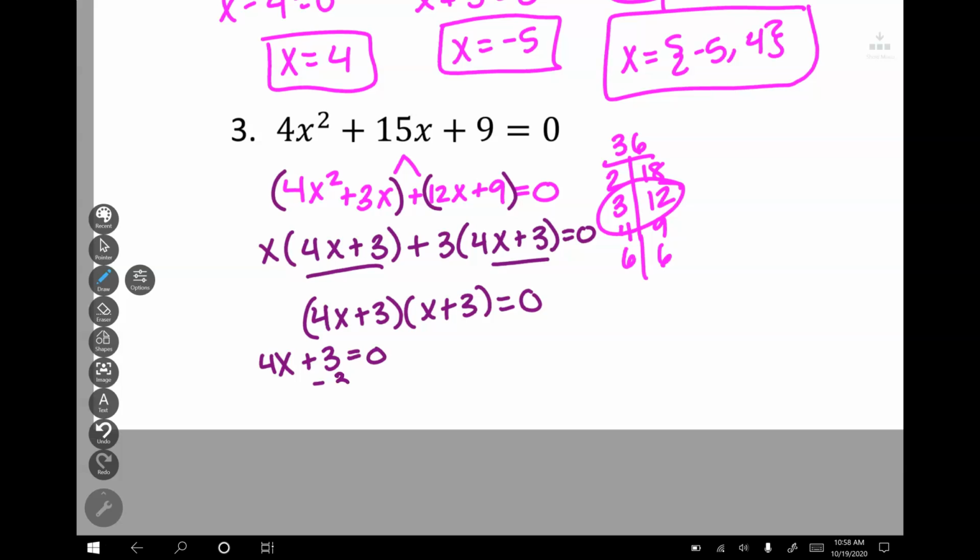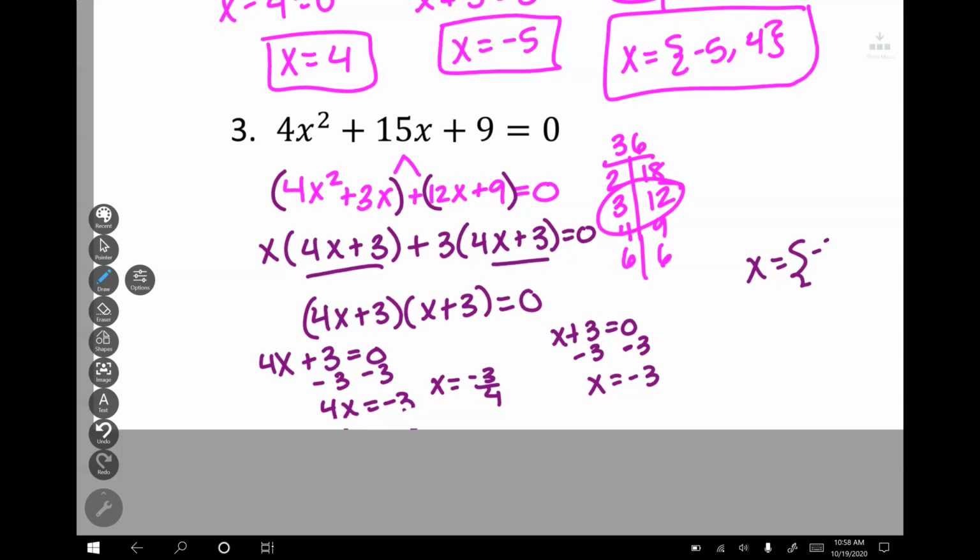So that's minus 3. And then divide by 4. So x equals, probably shouldn't write that down here. So divide by 4, so x equals negative 3 over 4. And then x plus 3 equals 0. Subtract the 3. X equals negative 3. So our solution for this one, x equals negative 3 over 4 and negative 3.